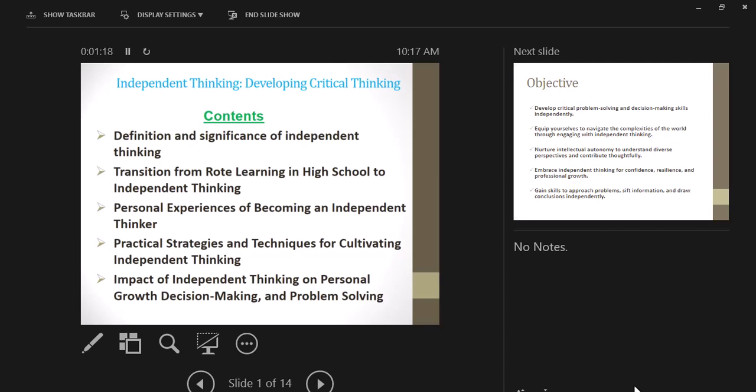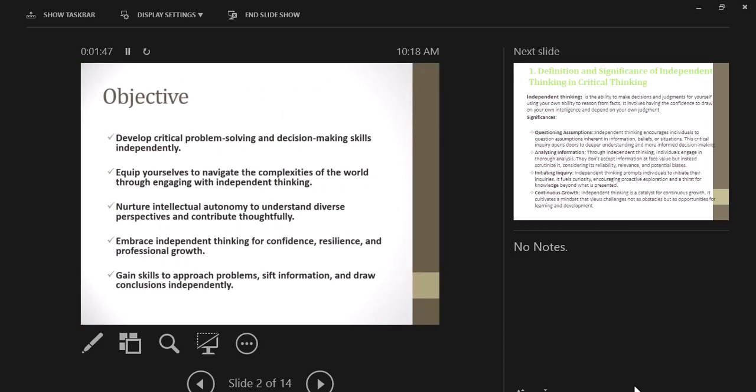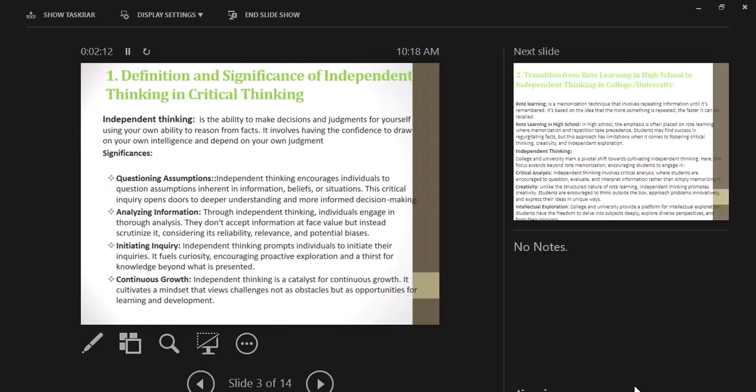Hello everyone. My name is Hassan Shego. I'm here on behalf of Group 2 to present independent thinking, developing critical thinking. In today's topic, we're going to see the definition and significance of independent thinking, and the transition from early learning to high school to independent thinking. Most importantly, we will see different strategic methods to cultivate our independent thinking. At the end of this topic, I expect you to be able to develop critical problem solving, decision making, and navigate the complexity of the world through engaging with independent thinking. And at the end, you'll start to develop your critical thinking from today.